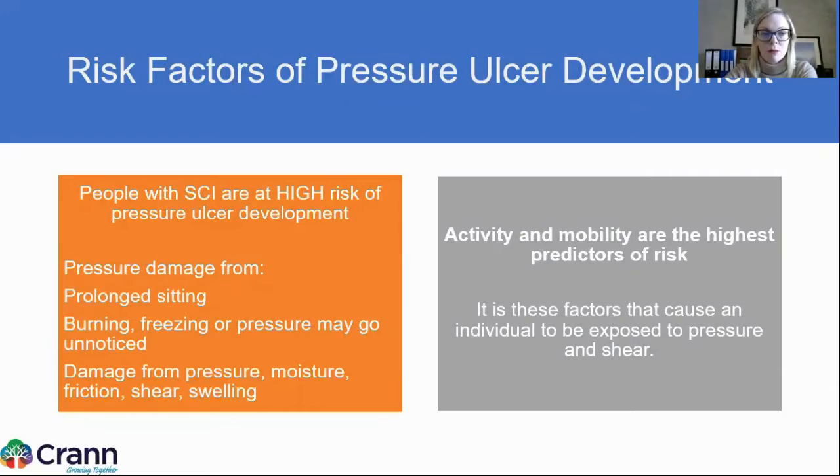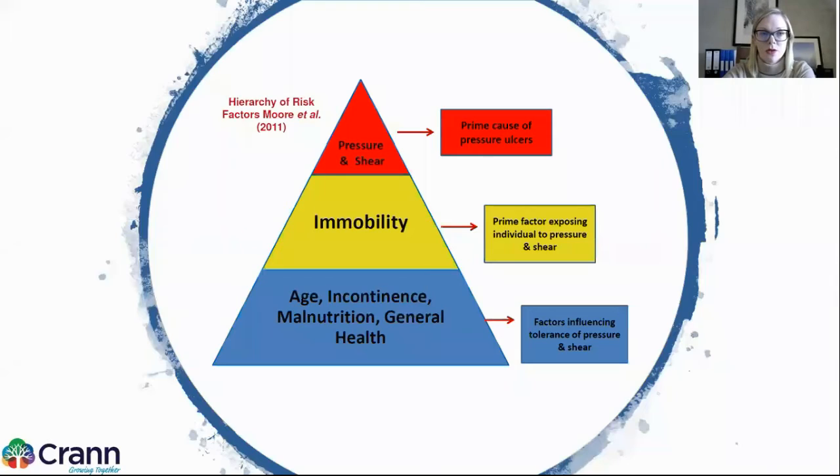Damage from pressure, moisture, friction, shear, and swelling are also contributing factors. And I've said it before, activity and mobility are your highest predictors of risk. So the more immobile you are, the level of your activity will contribute to whether you're at risk of pressure ulcer development.